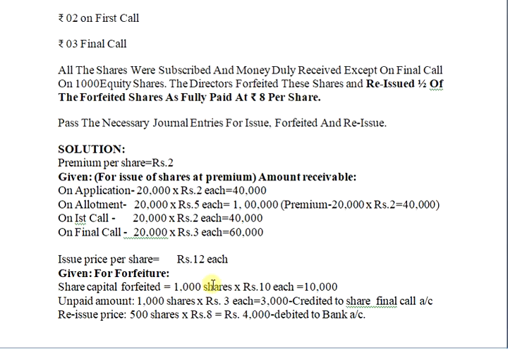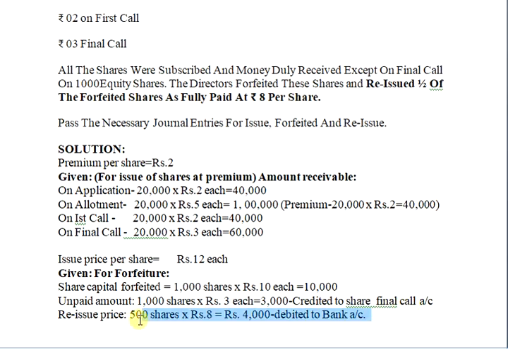1000 shares we are forfeiting, into 10, becomes 10,000. The unpaid amount: the 1000 shares on which they didn't pay the amount. On which amount did they not pay? They did not pay rupees 3, the final call amount, so it becomes 3,000 credited to the share final call account.